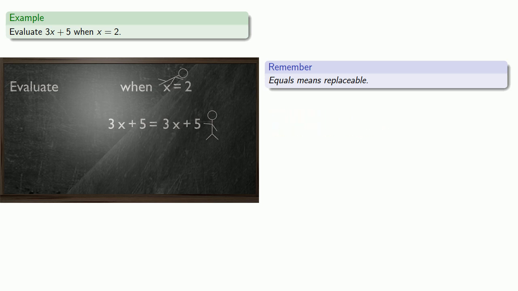Equals means replaceable, so this x equals 2 means that everywhere we see an x, we can replace it with 2. Since we'd like to be able to say what 3x plus 5 is, let's only replace the x on this side. So we'll replace this x with a 2. And we should throw it in a set of parentheses to make everything sensible. And now we have a bunch of arithmetic operations, which we can then resolve.